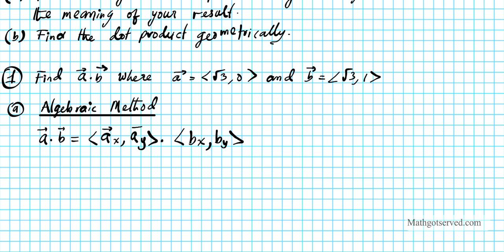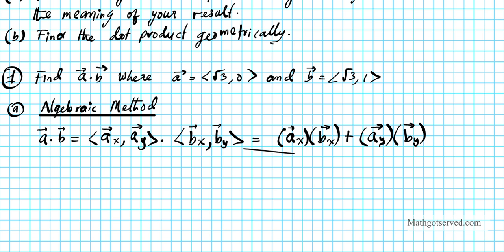So what does the algebraic method tell us to do? All you simply do is multiply the corresponding coordinates and then add the products. So it's the x component of vector A multiplied by the x component of vector B, and then we add that to the product of the y component of vector A times the y component of vector B. This is the algebraic method.